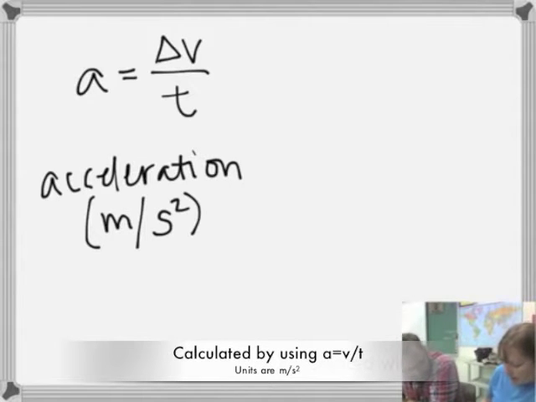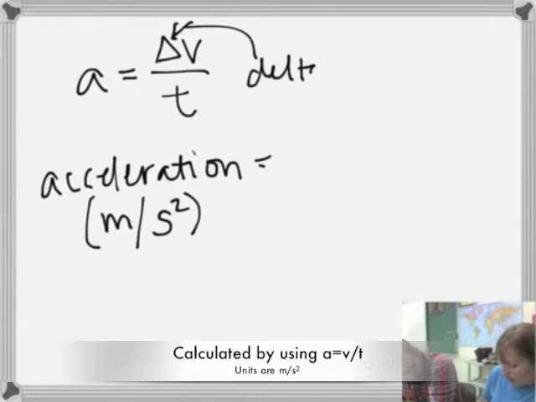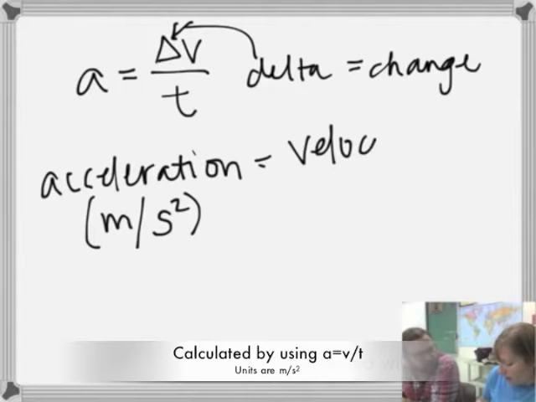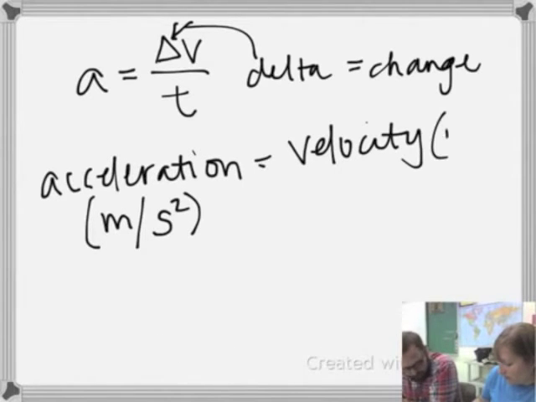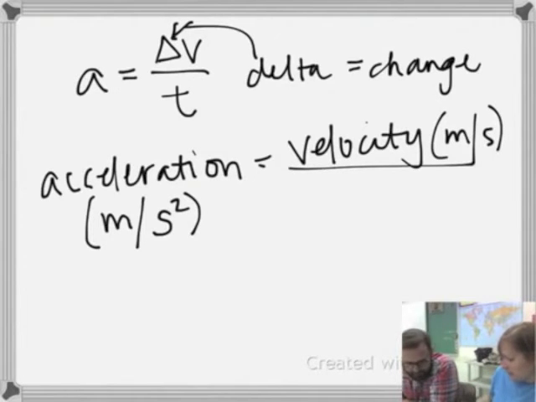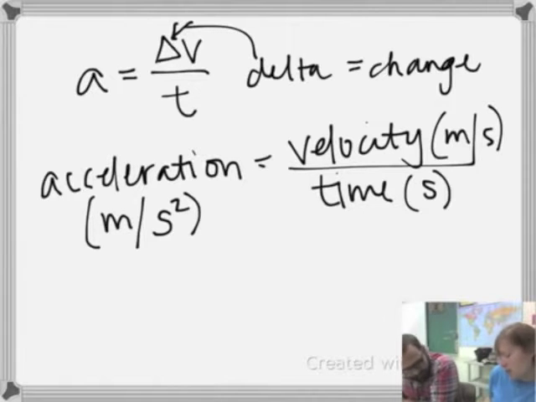Then we've got a delta V. What is that? Well, the delta is this triangle thing, and that just means change. I'll show you how to do that in a second. But the V we learned before is velocity, and that's in meters per second. And then I bet you got T. T is time, and usually we do that in seconds, but you could use minutes or hours.